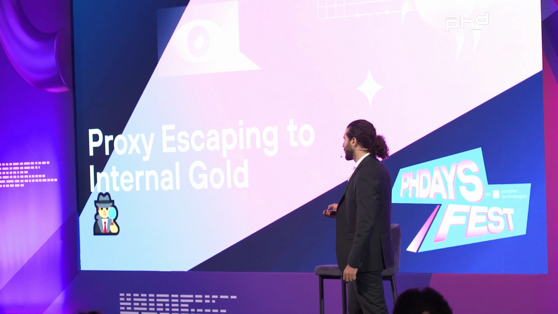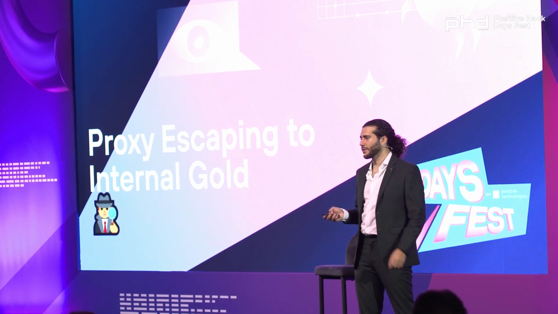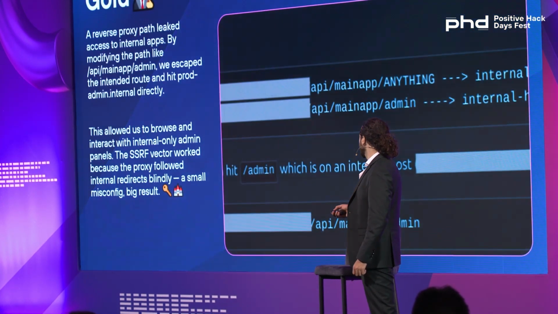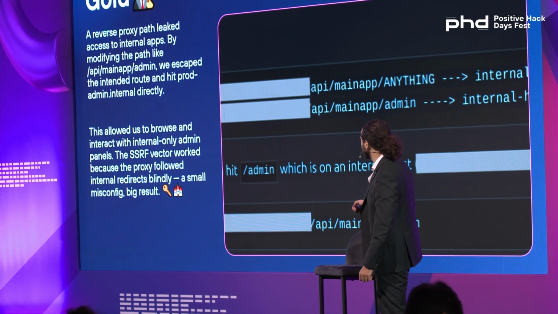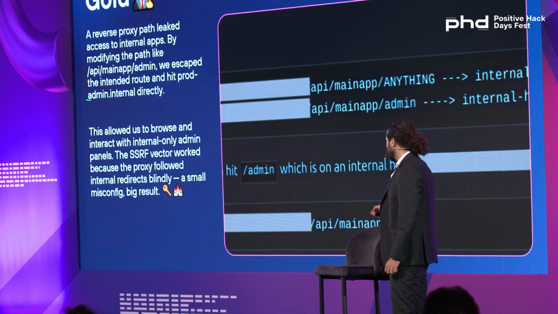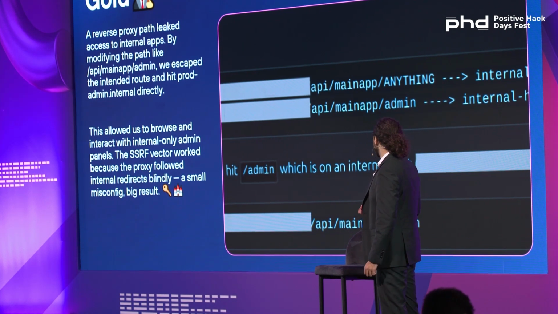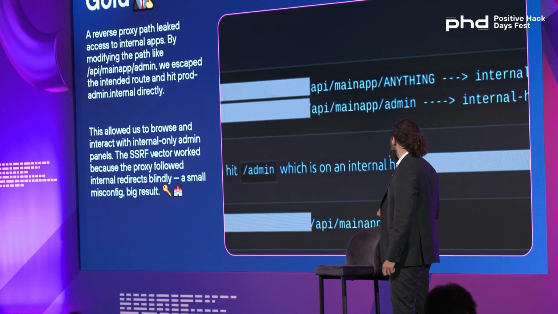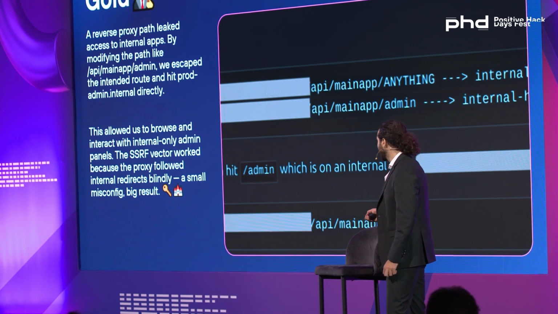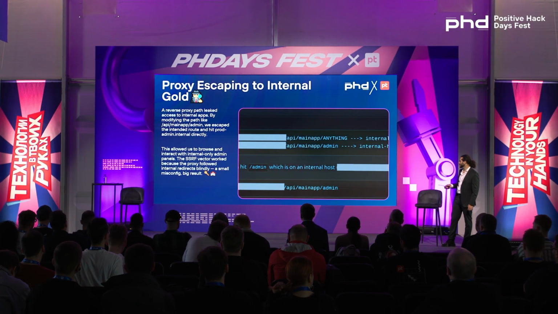Another vulnerability here is proxy escaping, which was a server-side request forgery vulnerability that we found on some other big company. So what happened is that a reverse proxy path leaked access to internal apps by modifying the path, like app/main/../admin, which escaped the intended route and hit production admin, not internal, directly. This allowed us to browse and interact with internal-only admin panels. The server-side request forgery vector worked because the proxy followed internal redirects blindly. A small misconfig, big result.